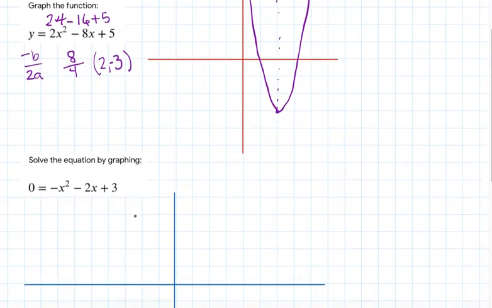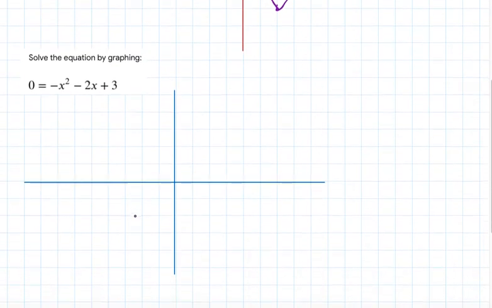So to solve the equation by graphing, you're going to do the same thing. This is from 9.2, I believe. You're going to graph the problem, and then wherever it crosses the x-axis, whether it be 1 point or 2 points or no points, that is going to be your solution.